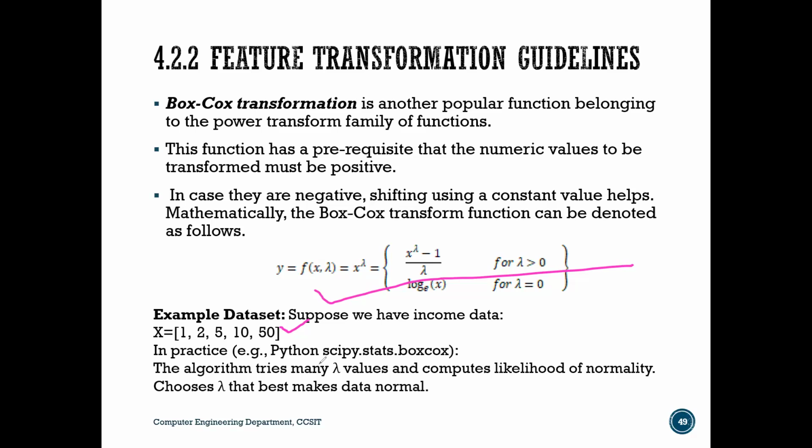The algorithm tries many lambda values and computes the likelihood of normality. It chooses the lambda that best makes the data normal. So this is the technique which we cannot do manually. Whenever you work on feature engineering, you can try that predefined library, and then you will see how it calculates the best value for lambda.